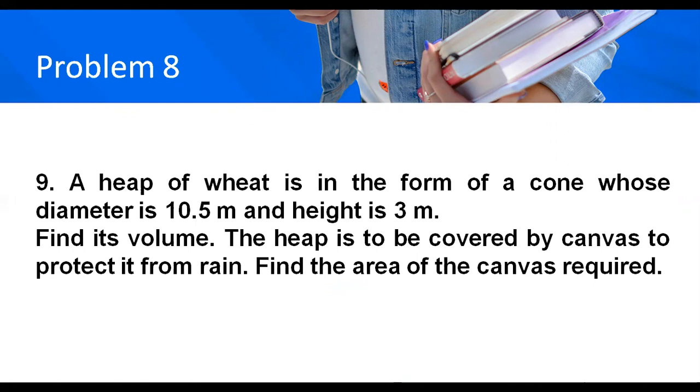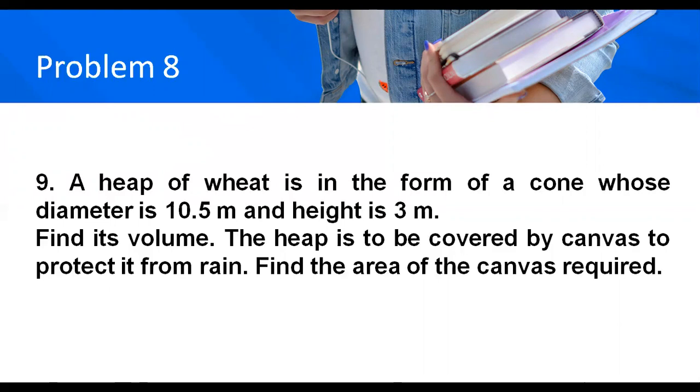A heap of wheat is in the form of a cone whose diameter is 10.5 meters and height is 3 meters. You need to find its volume. So here we are given the diameter and we are given the height. So you can find out the radius and you have the height. So easily you can find out the volume.